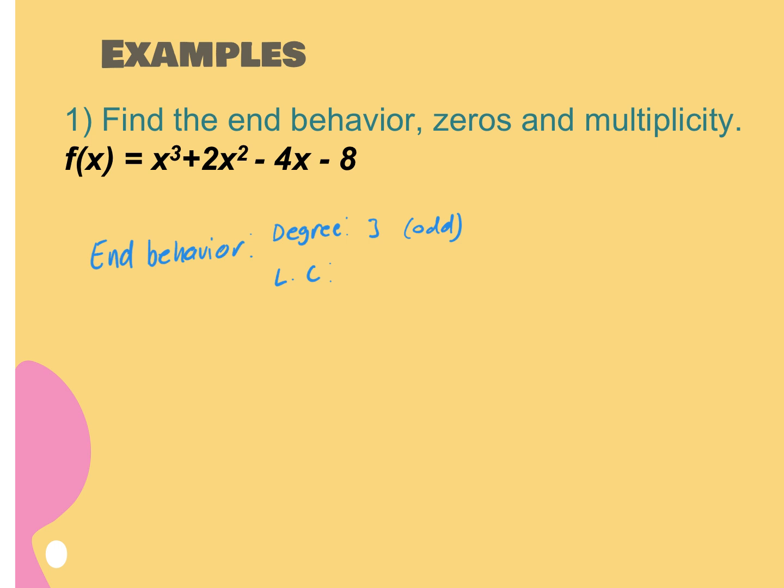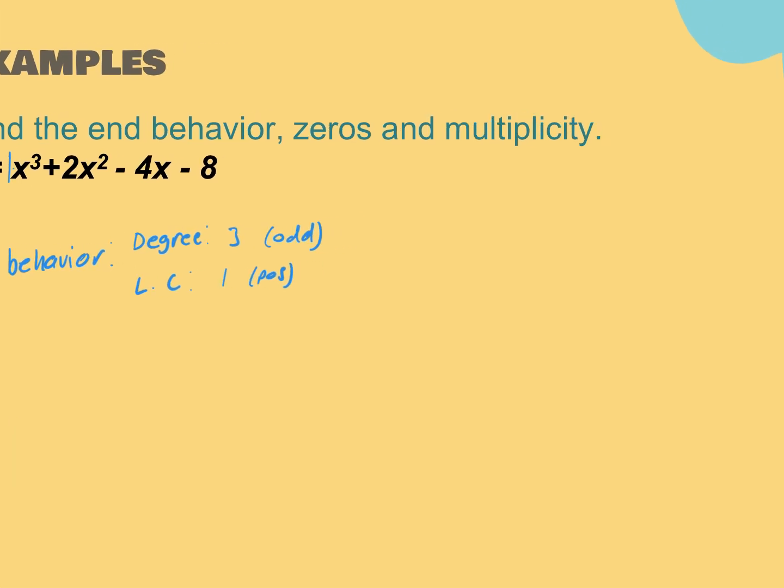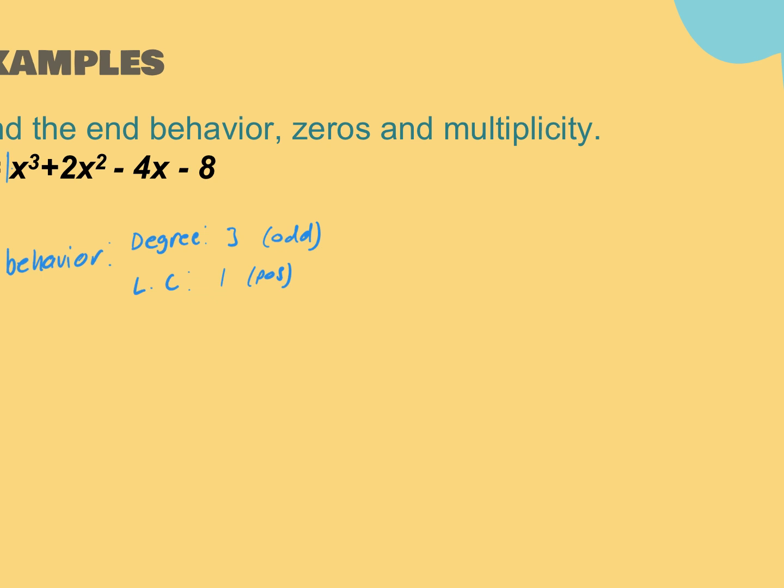Our leading coefficient here, we have nothing in front of the x to the third, so it's going to be a 1, right? Our leading coefficient is 1, and this is positive. So if you go back and look at that table, we know that a degree of 3, so an odd degree and a positive leading coefficient means our end behavior is going to look something like that. It's going to go down as you go to the left, and it's going to go up as you go to the right.